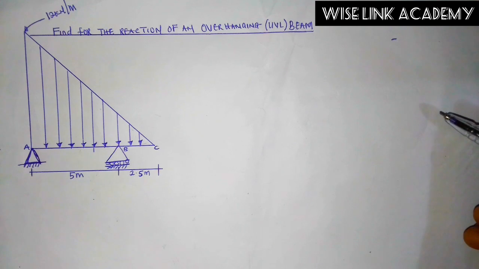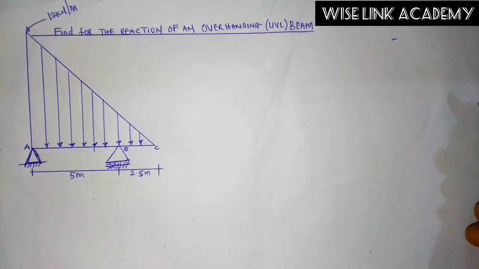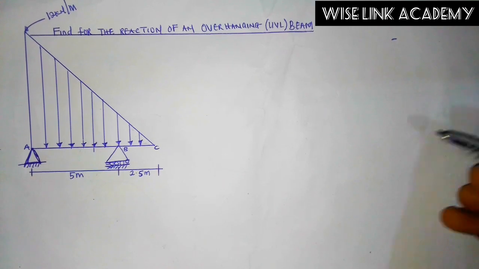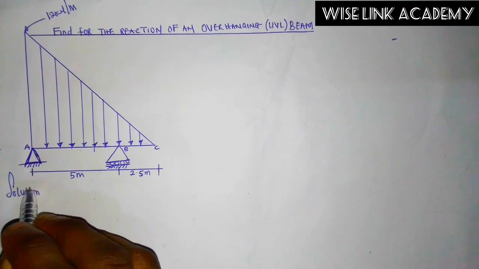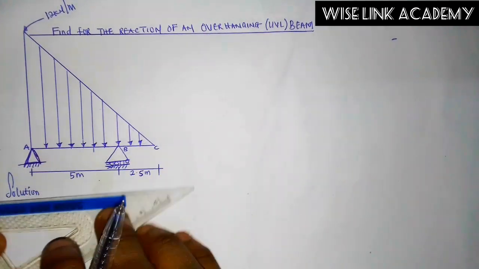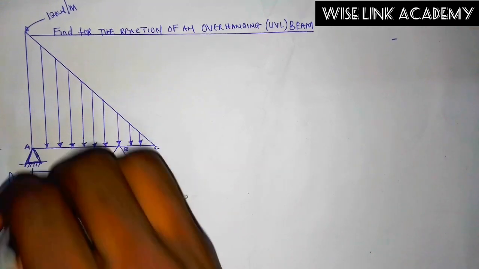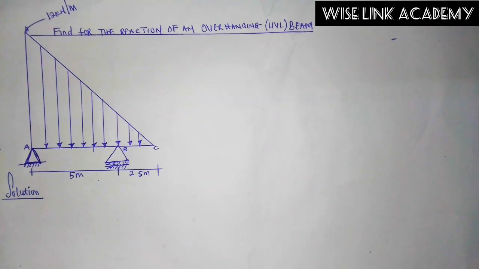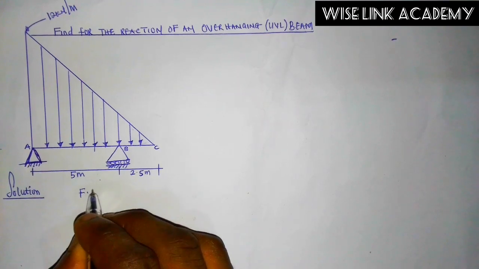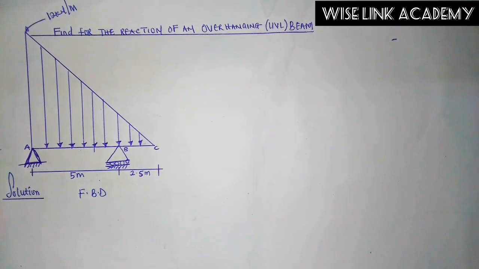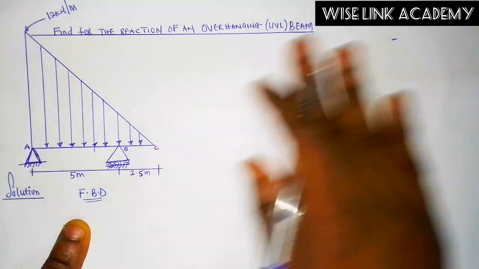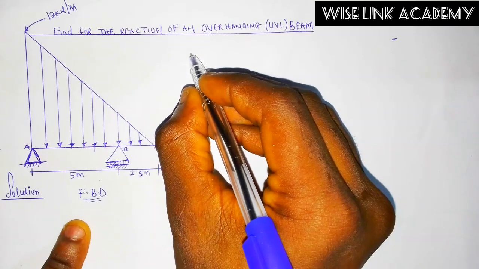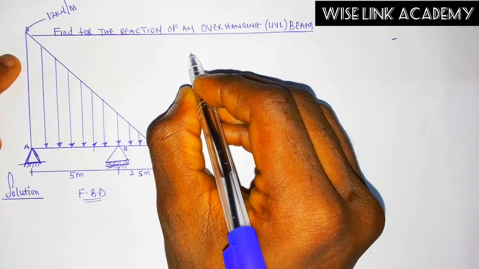So the first thing I need to do is to what? Draw the free body diagram of this. So let's do that. Now, before I start to draw my free body diagram, I need to calculate the area of the load.